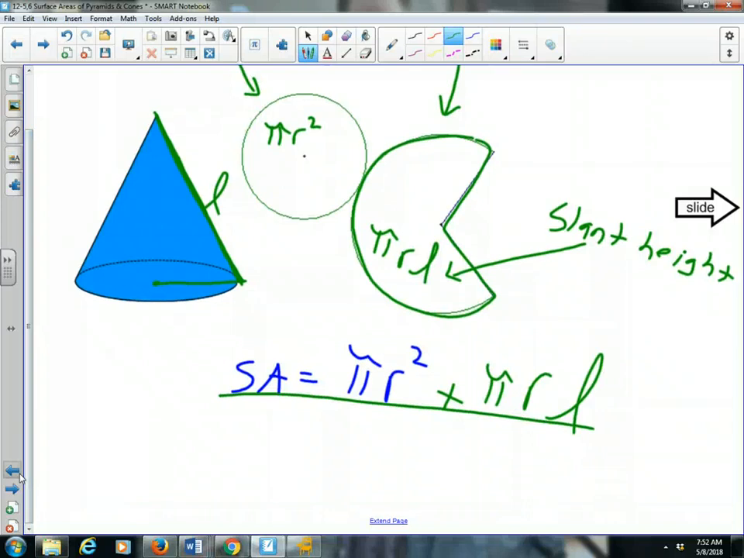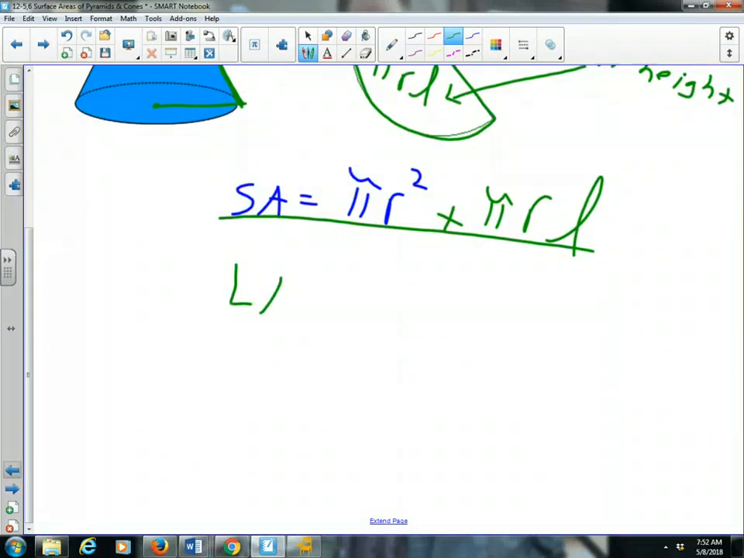So now if we talk about the lateral area, it is the surface area of the cone minus the base. So we're not going to have this pi r squared. All it is is pi r L.